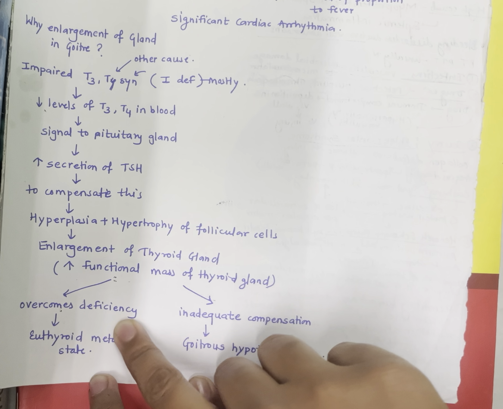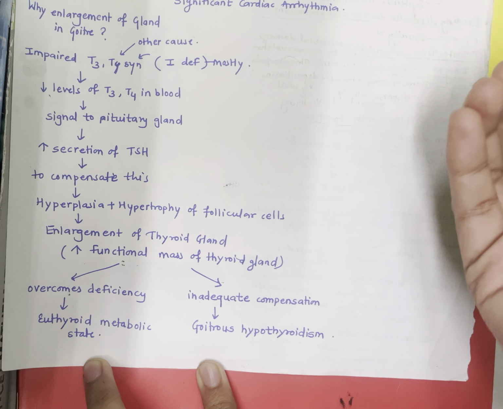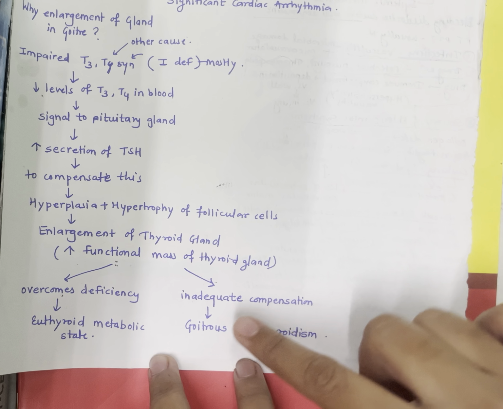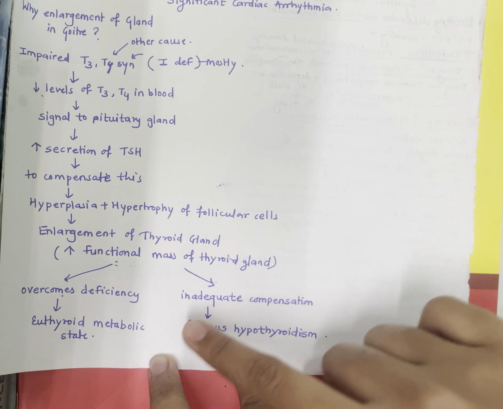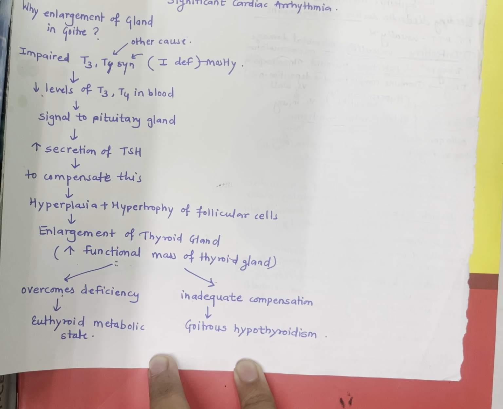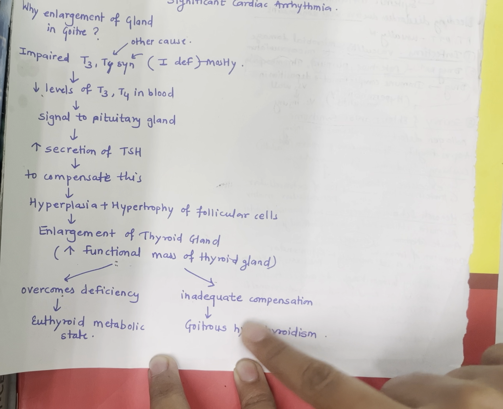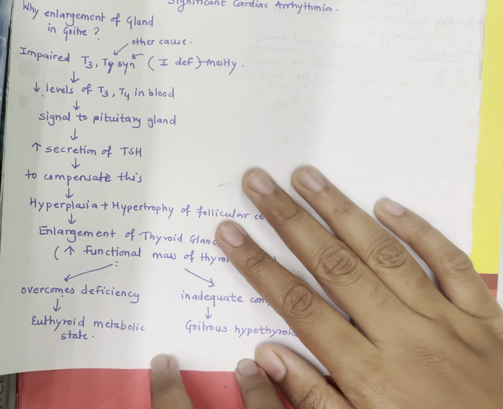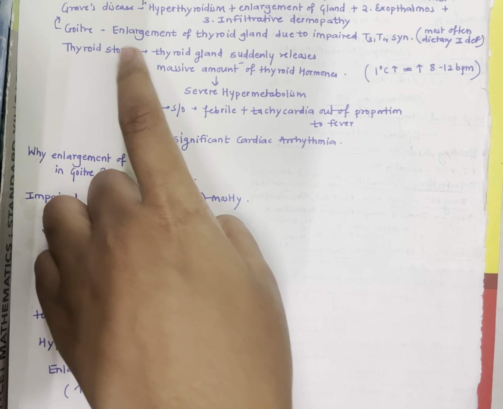So either it will overcome the deficiency and undergo a euthyroid metabolic state, that is normal level of thyroid hormones, or it can still lead to decreased hormone level. Despite the increased functional mass, if there are still decreased T3 T4 levels due to inadequate compensation, it is called goitrous hypothyroidism. Okay, well, the last term and a very interesting term is thyroid storm.